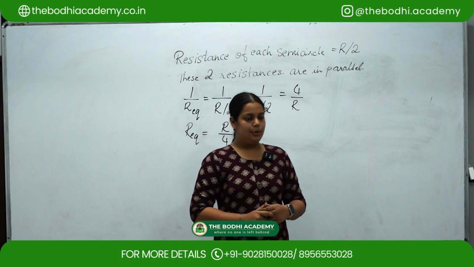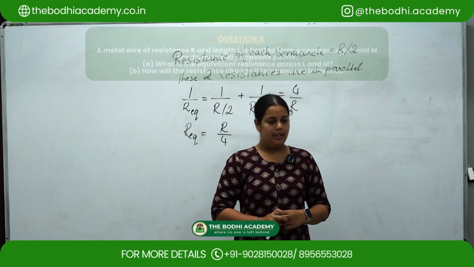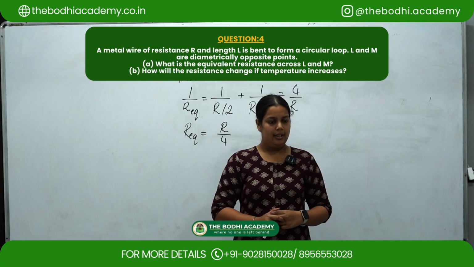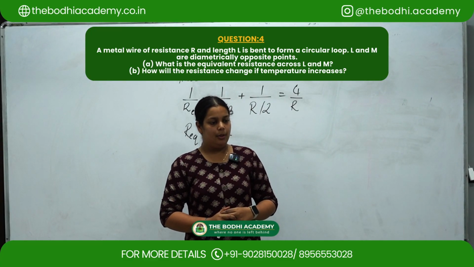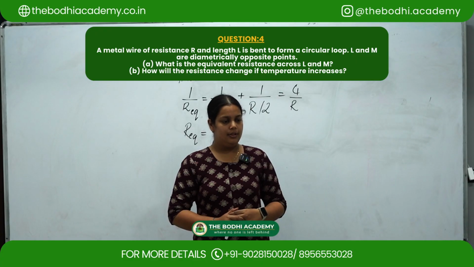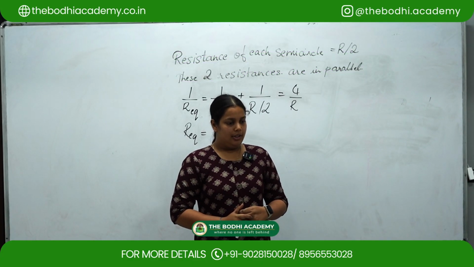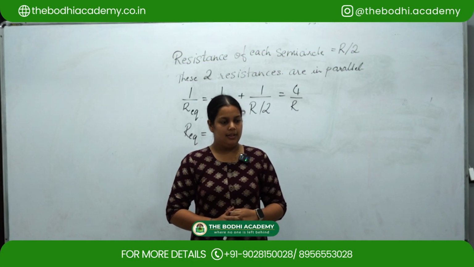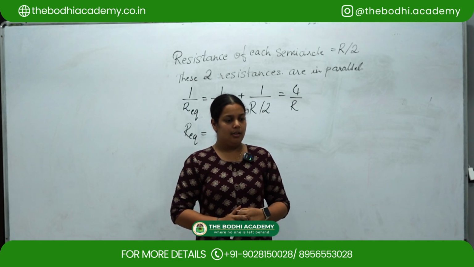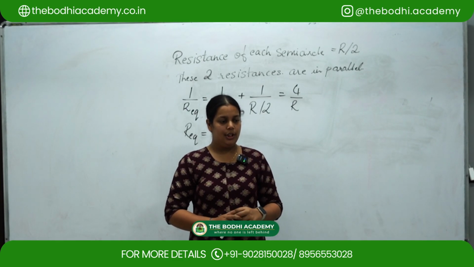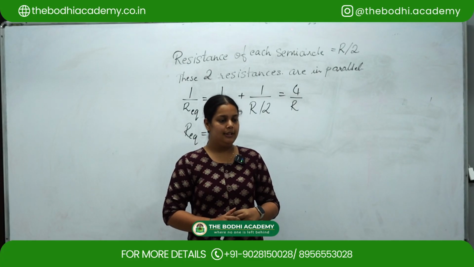Coming to the next question, a metal wire of resistance R and length L is bent to form a circular loop. L and M are two diametrically opposite points of the loop. Question 1: What is the equivalent resistance across points L and M? Question 2: How will the resistance across points L and M change if the temperature of the loop is increased?